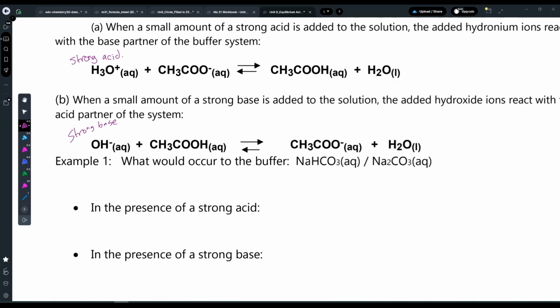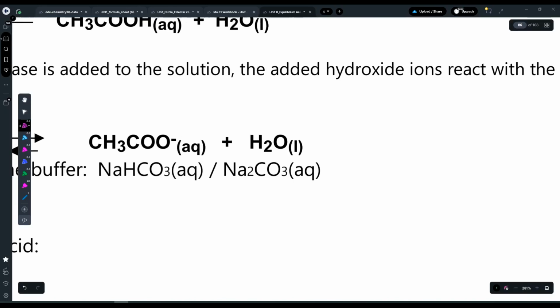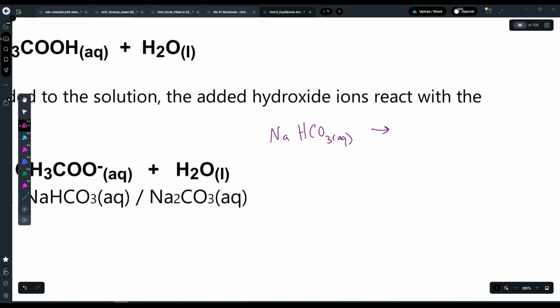What would occur to the buffer sodium hydrogen carbonate and sodium carbonate in the presence of a strong acid and a strong base? Okay, so first of all, because we've been given two ionic compounds, which we're told are aqueous so they can dissolve in water, that means we need to dissociate both of these. So what that's going to look like, remember dissociation reactions, you're just splitting it apart into the cations and anions that make up your compound.